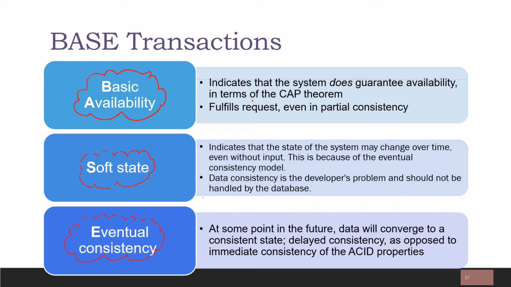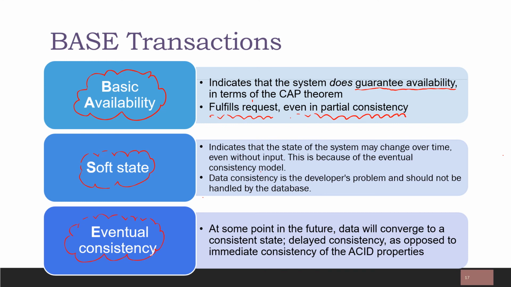Basic availability indicates that the system would guarantee availability, right? So it means that we prefer availability when considering the CAP theorem. We want the system to fulfill requests, to be responsive, but we trade off with certain partial consistency, not very strong consistency.